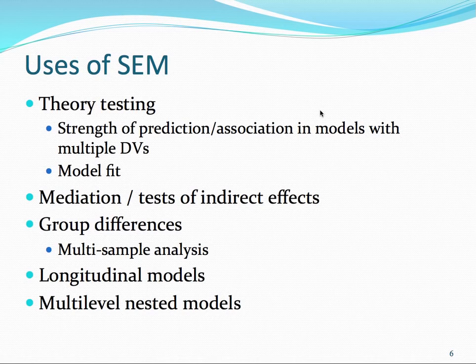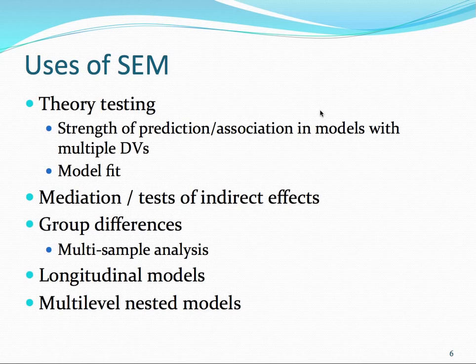Some of the uses for structural equation modeling are first, and perhaps the most common use, to test a particular theory or a model. When we talk about theory testing, we mean examining the strength of the prediction or the associations in the model with the multiple dependent variables, as well as determining what we call our model fit. This allows us to look at how good of a model we have compared to a default model where the dependent variables are not related to one another.